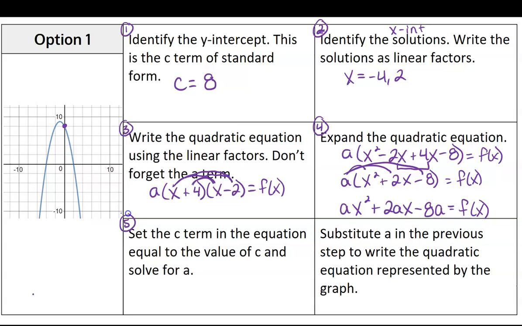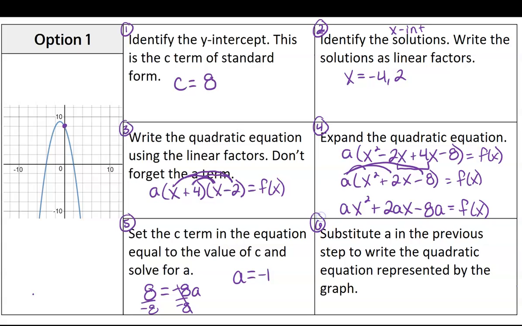Step number 5, set the c term in the equation equal to the value of c and solve for a. So it's saying we know that c is equal to 8. But in this equation, we have c is equal to -8a. I can use this to then solve for a. So we'll divide both sides by -8. And we can see a is equal to -1.